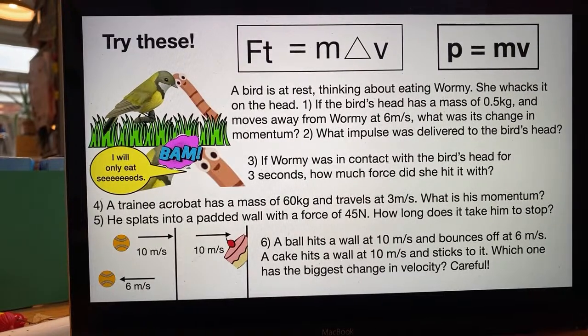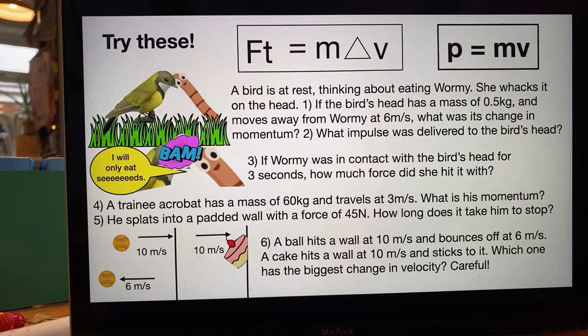And question 4, a trainee acrobat has a mass of 60 kilograms and travels at 3 meters per second. What is his momentum? Not a trick question. Question 5, he splats into a padded wall with a force of 45 newtons. How long does it take him to stop? And question 6, proud of this one.